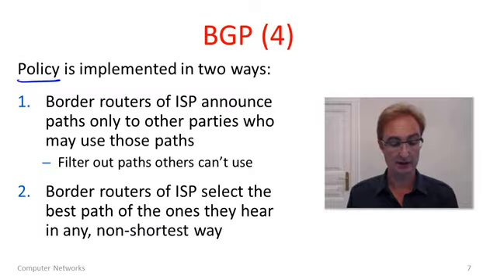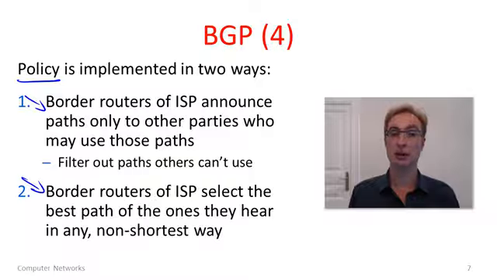The first way is that when a border router announces paths to the border routers of other ASs, it only announces paths that it's willing to have those ASs use. It doesn't need to announce other paths that might exist, but it doesn't want someone else to use. It can just withhold them and filter them out. That is applying policy.